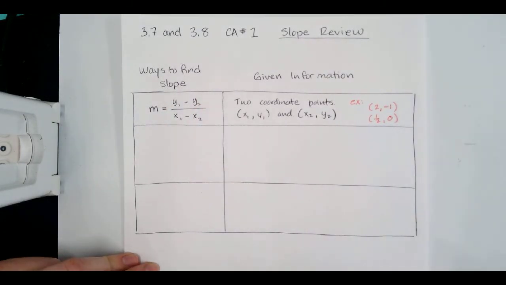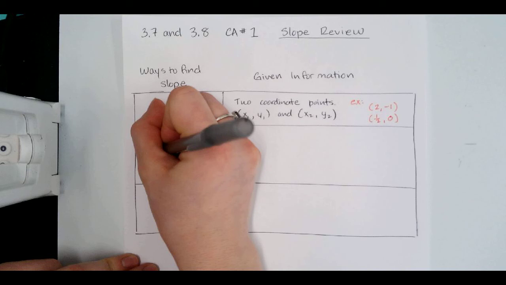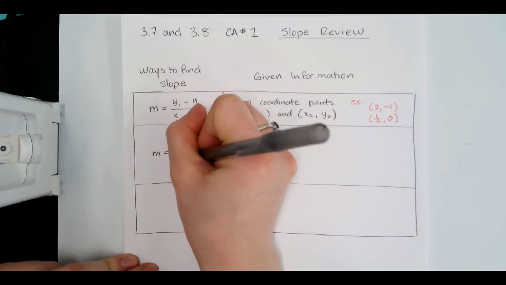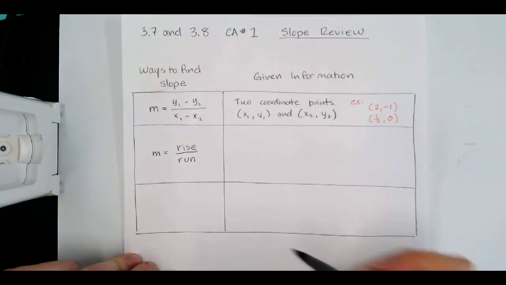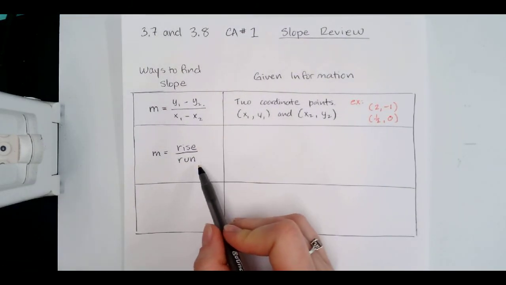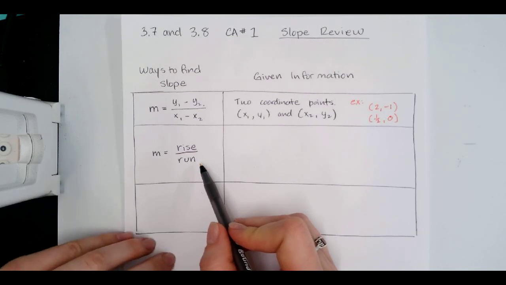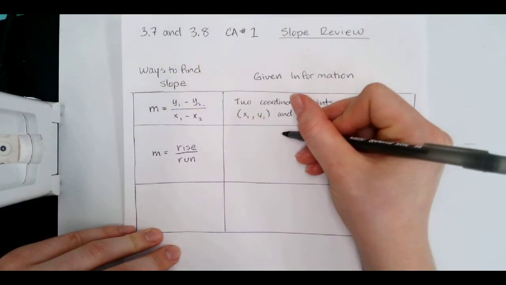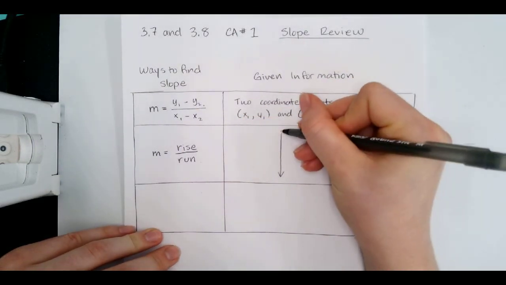All right, so that's the first way. Let's see, the second way to find slope. m equals rise over run. So pretty similar to the top one, but rise over run, that's when we're going to actually be counting the slope. So to count the slope, what do we need? Well, the best piece of given information to use this method is when we're given a graph.